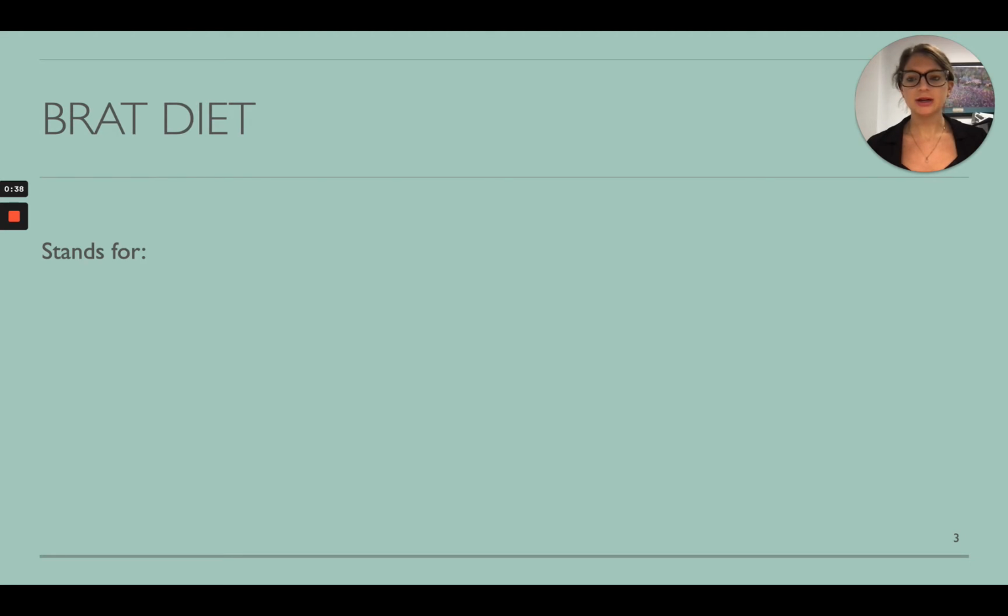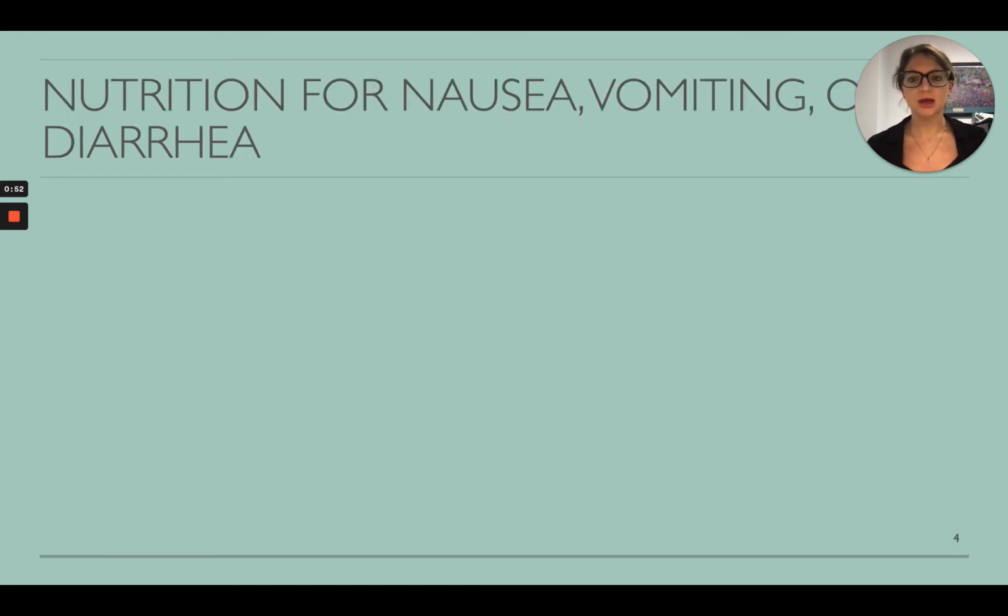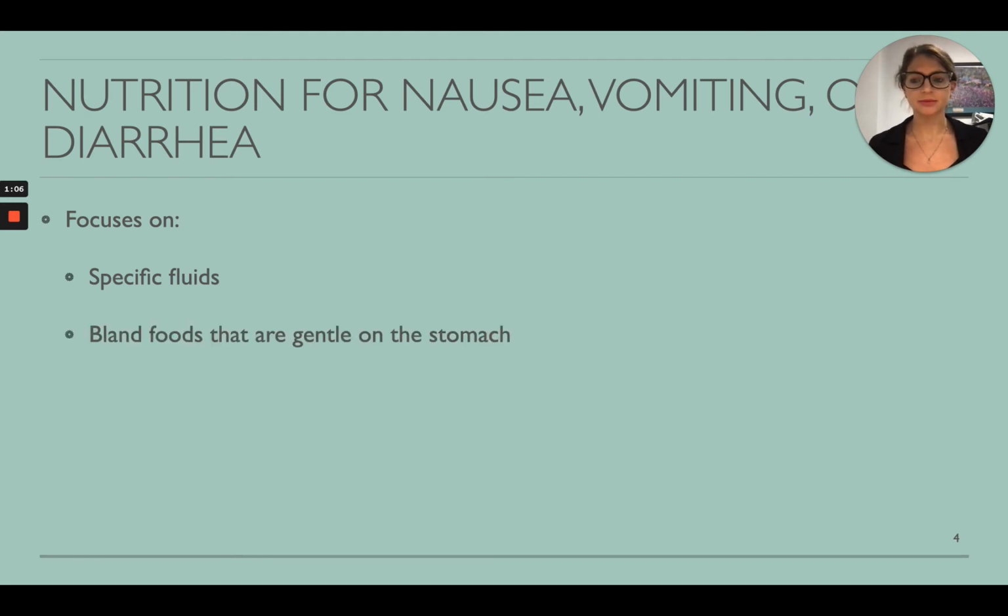So the BRAT diet stands for, it's an acronym, so it has 4 different foods: bananas, rice, apples, and toast. So this seems like a very plain and bland diet. And it's specifically used for nausea, vomiting, and diarrhea. And it focuses on specific fluids, so which fluids are going to be best for individuals who are having nausea, vomiting, or diarrhea. It will review bland foods that are nice and gentle on the stomach and won't cause additional irritation.